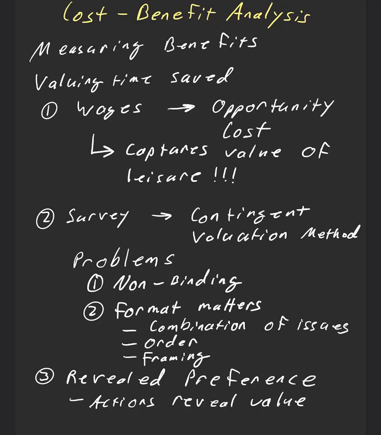Second idea is through survey. This is called the contingent valuation method. You send out a survey, you ask people how much would you pay for a road if it reduced your commuting hours by this many hours, 10 hours a week or whatever. 10 hours a week would be a lot. 10 hours a month, something like that. This has a lot of problems, right?